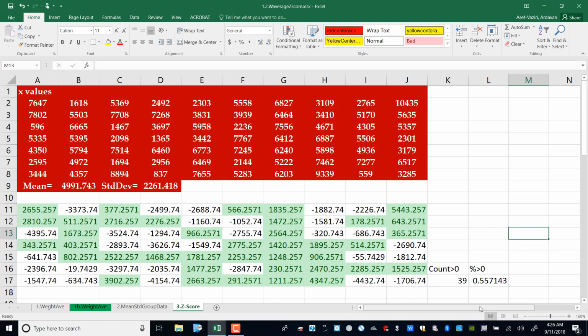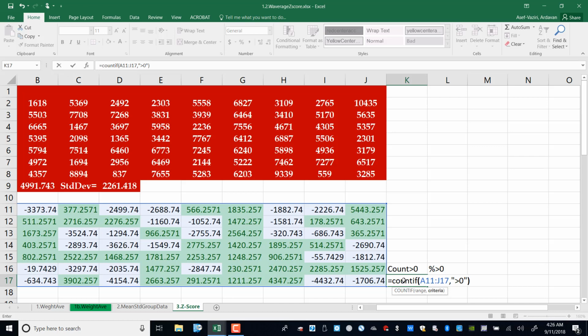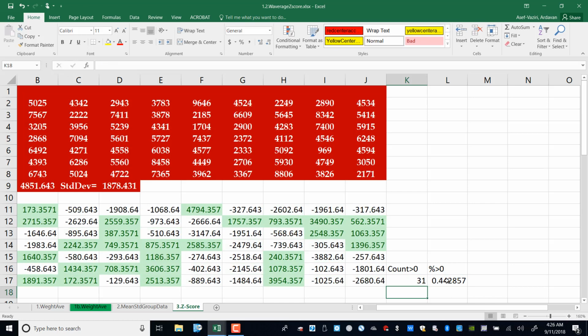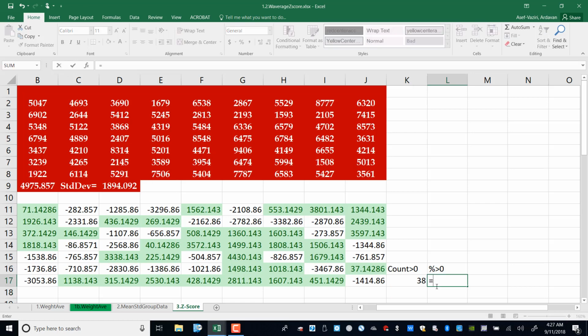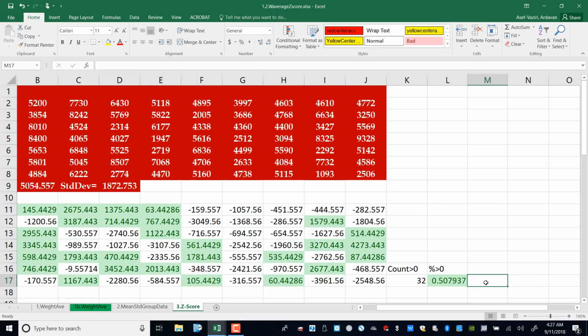Now I want to know how many of these numbers are greater than average. So it says equal to COUNTIF, what? The range that I am considering is these numbers, with criteria in quotation marks, greater than 0, and close the parenthesis, then you have 33. So 33 numbers are greater than 0, now it's 31. Then I get this number divided by count of all of them. So 36 numbers were greater than 0, and they are 57% of my observations.